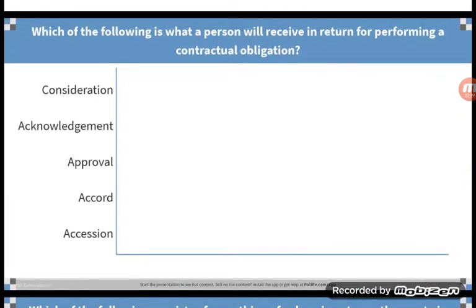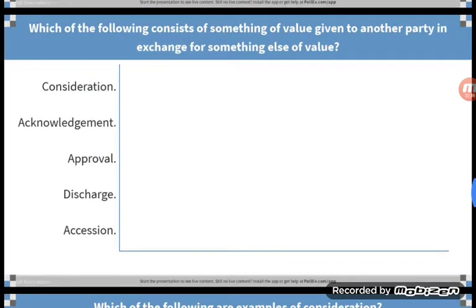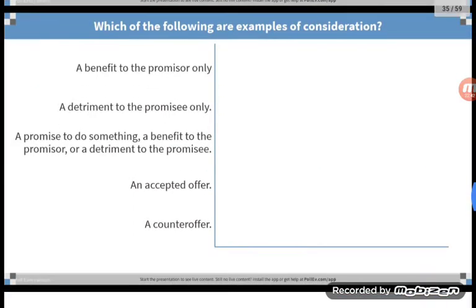Which of the following is what a person will receive in return for performing a contractual obligation? That would be consideration. Which of the following consists of something of value given to another party in exchange for something else of value? Consideration. Which of the following are examples of consideration?